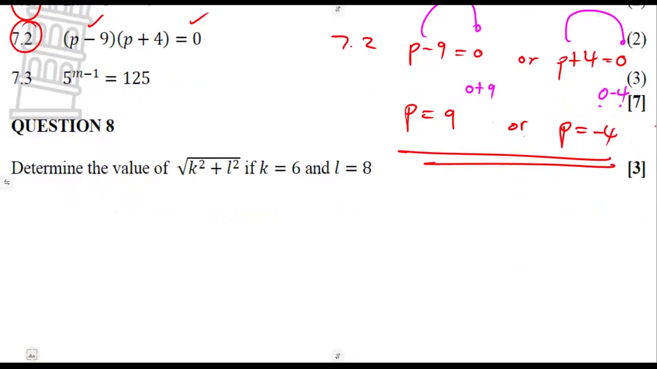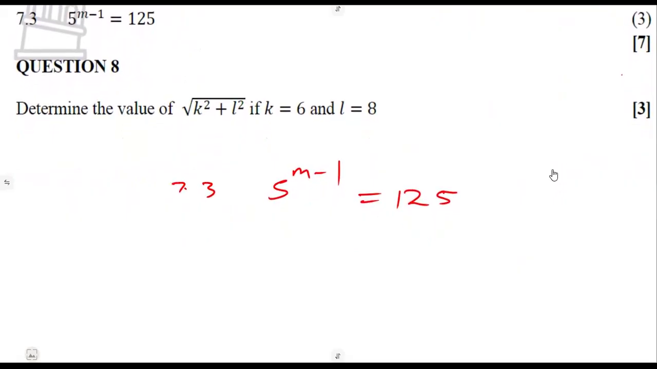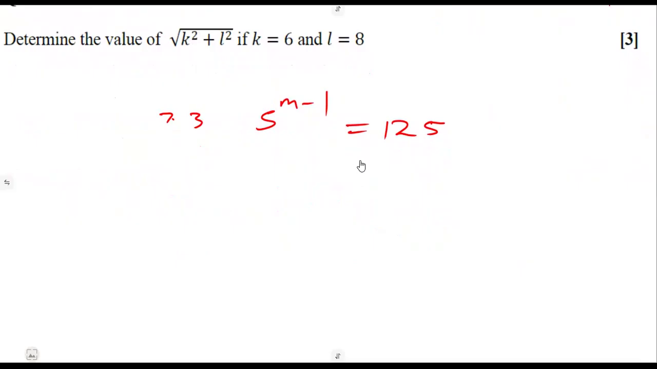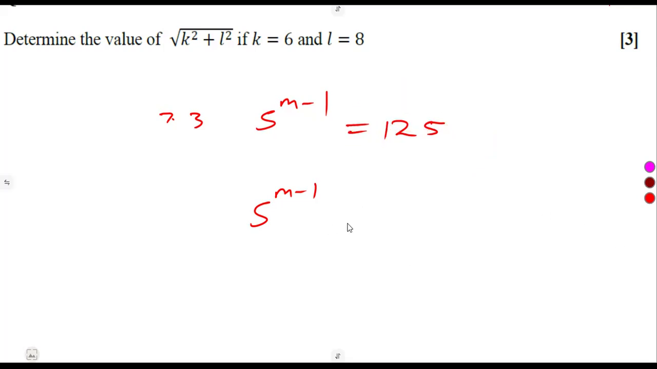Moving on to 7.3, we are given 5 to the exponent of m minus 1 equal to 125. This is an equation under exponents, exponential equations. We understand that if the bases are the same, the exponents can also be equated. So the question is, in the base of 5, 125 is same as what? That's 5 to the exponent of 3.